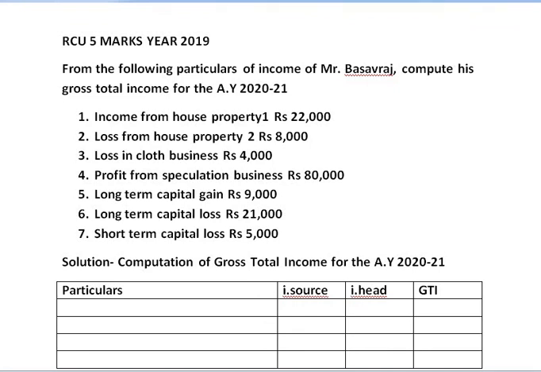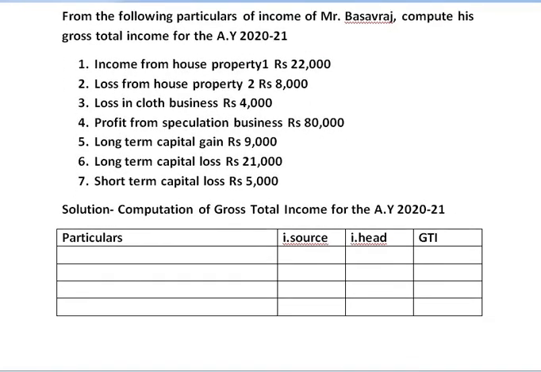And the question is, income from house property 1 is 22,000, loss from house property 2 is 8,000, loss from cloth business is rupees 4,000, profit from speculation business 80,000, long-term capital gain 9,000, long-term capital loss 21,000 and short-term capital loss rupees 5,000. Let us get solving this sum.